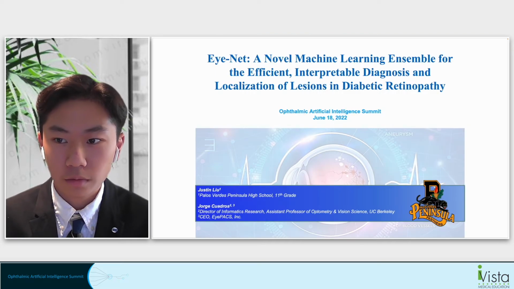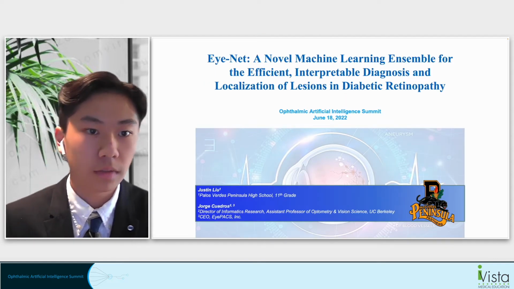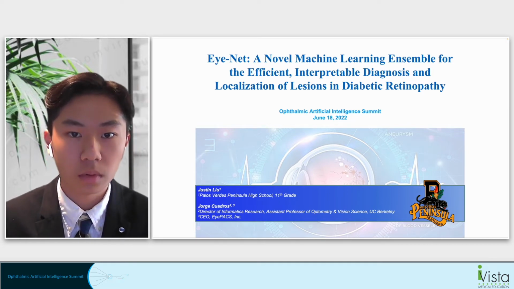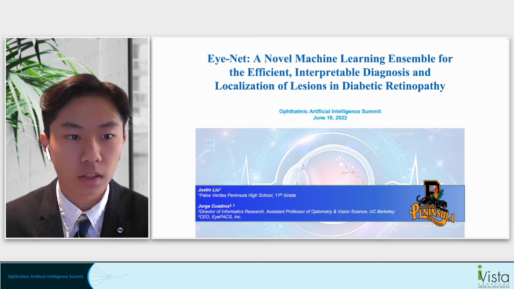I have no financial disclosures, and my research was on developing INET, a machine learning ensemble for the efficient and interpretable diagnosis and lesion localization in diabetic retinopathy.